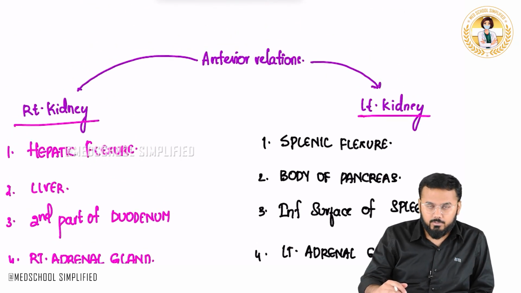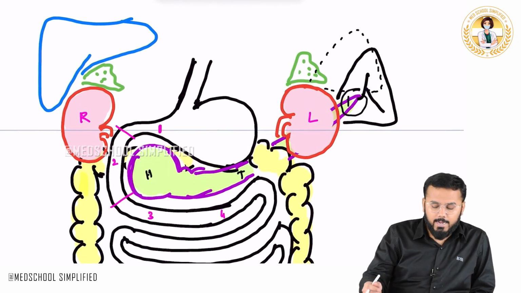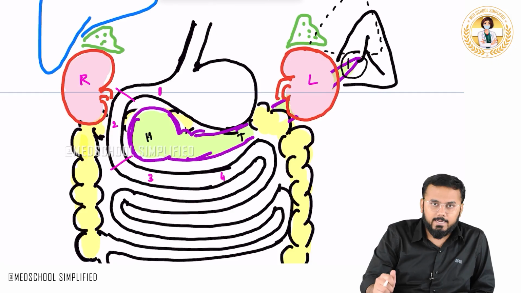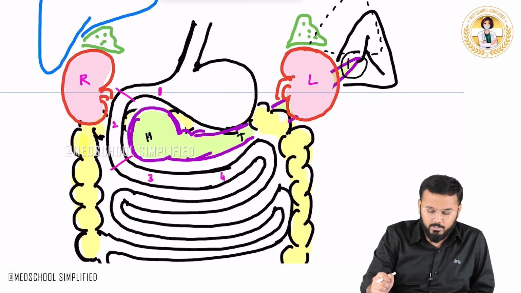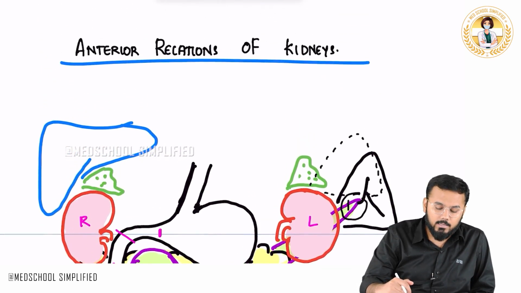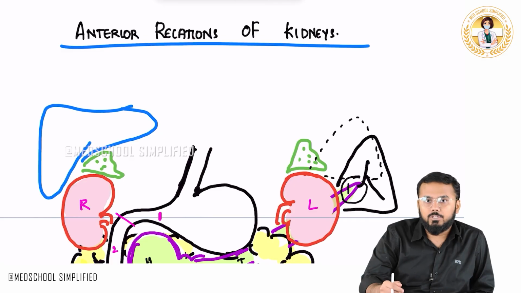Whatever we have discussed so far are the anterior relations of the kidneys. Once again, there are quite a few interesting things you can see here. First you have the right adrenal gland, next the inferior surface of the liver, and here the second part of the duodenum as well as the hepatic flexure. On the left side you have the body of the pancreas, the left adrenal gland, the inferior surface of the spleen as well as the splenic flexure. So these are the most important anterior relations of the kidneys, guys.